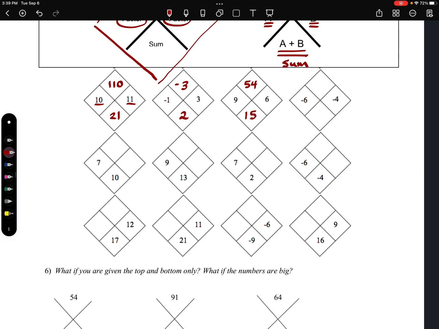Next one, -6 and -4. When we add them together, right, that gives us -10. If we multiply those together, that gives us 24.